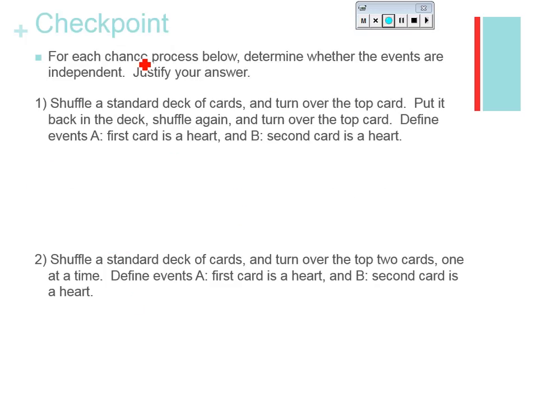So checkpoint question here: for each chance process below, determine whether the events are independent. Justify your answer. So take a few minutes and see what you could do with these 3 questions on your own.